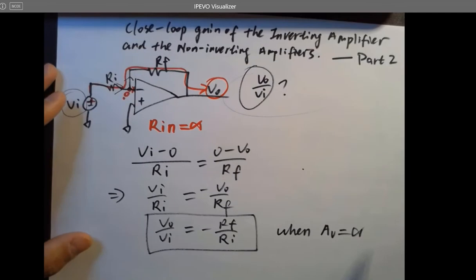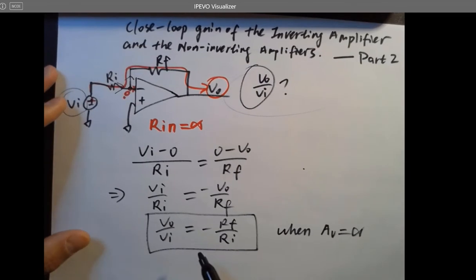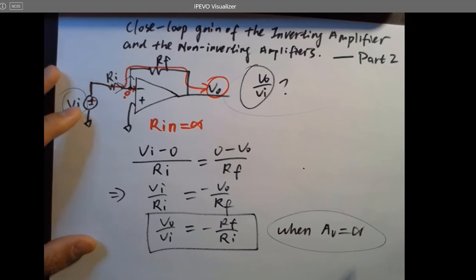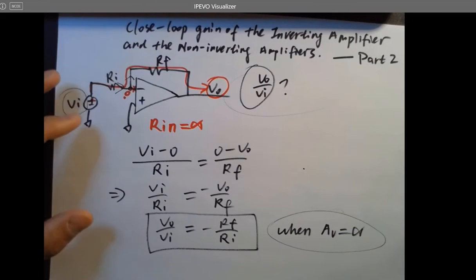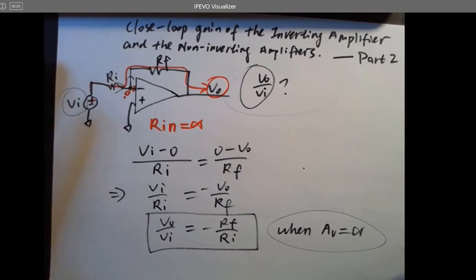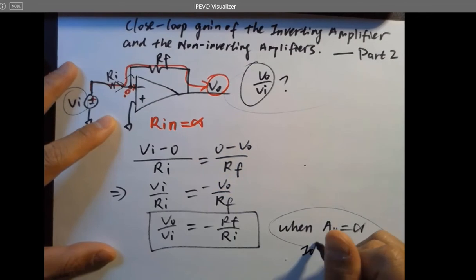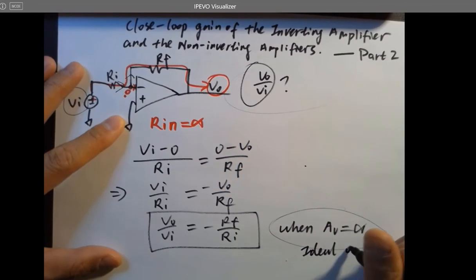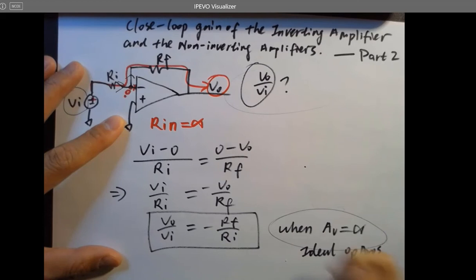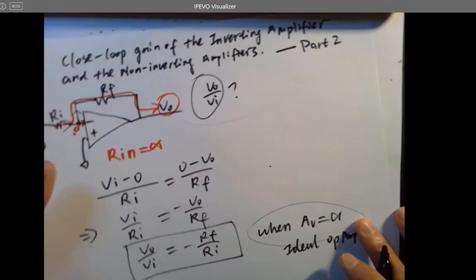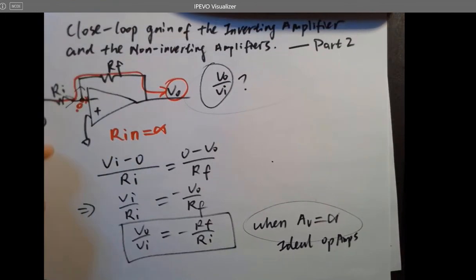And we're going to derive the equation for the closed loop gain for the inverting and non-inverting amplifiers whenever the open loop gain of the op-amps is finite. But now we are treating all these as ideal op-amps. So this is for inverting. So what about non-inverting?